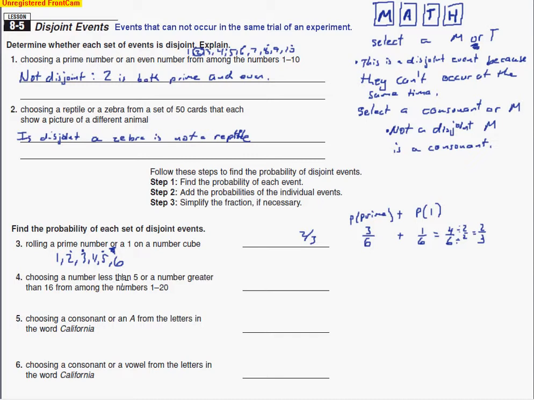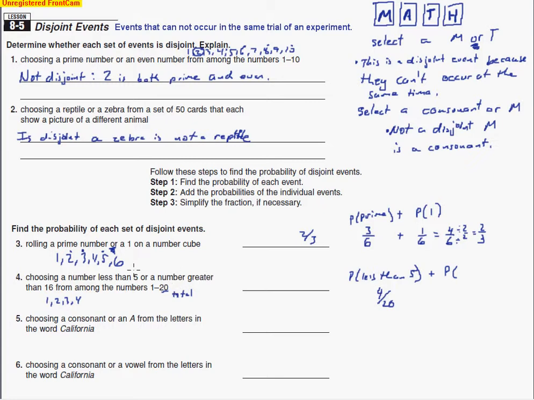Choose a number less than 5, or a number greater than 16 from the cards from 1 through 20. The ones that are less than 5 would be 1, 2, 3, or 4. So that's the probability of less than 5. We would say it would be 4 out of how many are there? 20 is the total, so that's why I'm using 20 on the bottom of the fraction. Now, I can add them together as long as the two are not the same. We don't have any numbers over here that would also be less than 5.